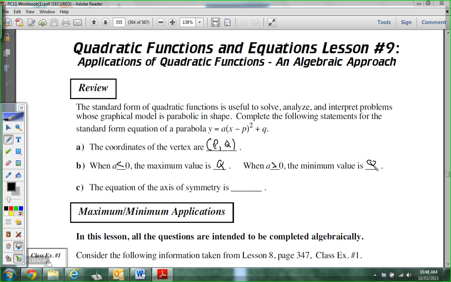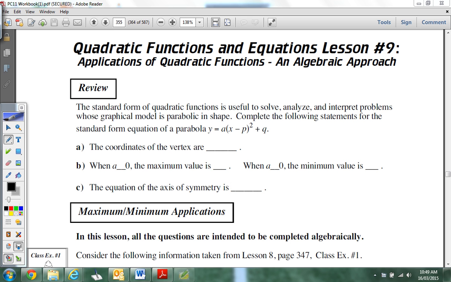The equation of axis of symmetry every time, no matter what, is going to be x equals p. Whatever p is, that's what your axis of symmetry is going to be. Okay, any questions there yet? Simple stuff, hopefully. Hopefully that's the review.